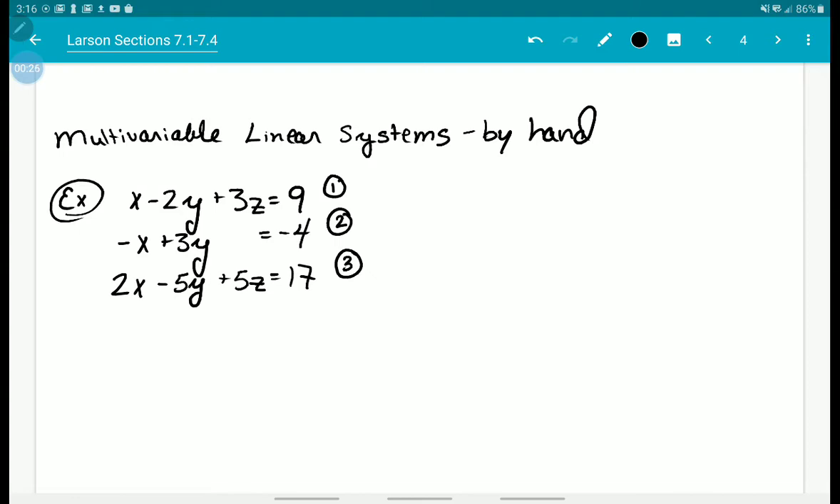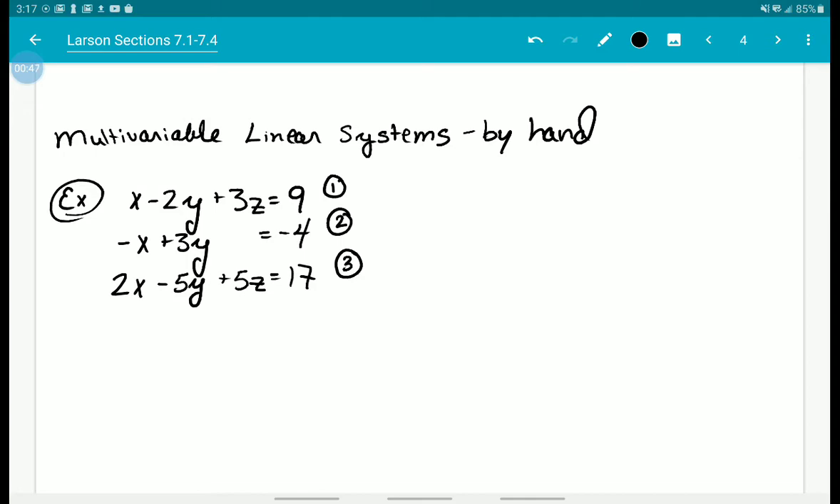I'm going to go through and first label each equation. That first equation I'm just going to call equation 1, then equation 2, equation 3, and so on. If we want to solve something like this by hand, we're going to use a combination of substitution and elimination to help us do that.